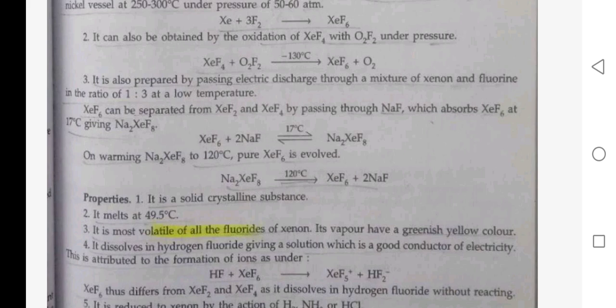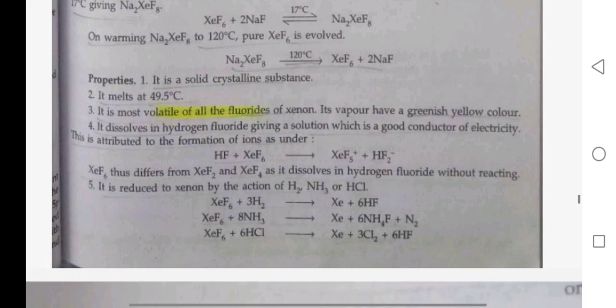Xenon hexafluoride can be separated from xenon difluoride and xenon tetrafluoride by passing through NaF, which absorbs XeF6 at 17 degrees Celsius, giving Na2XeF8. Properties: it is a solid crystalline substance. It dissolves in hydrogen fluoride, giving a solution which is a good conductor of electricity.